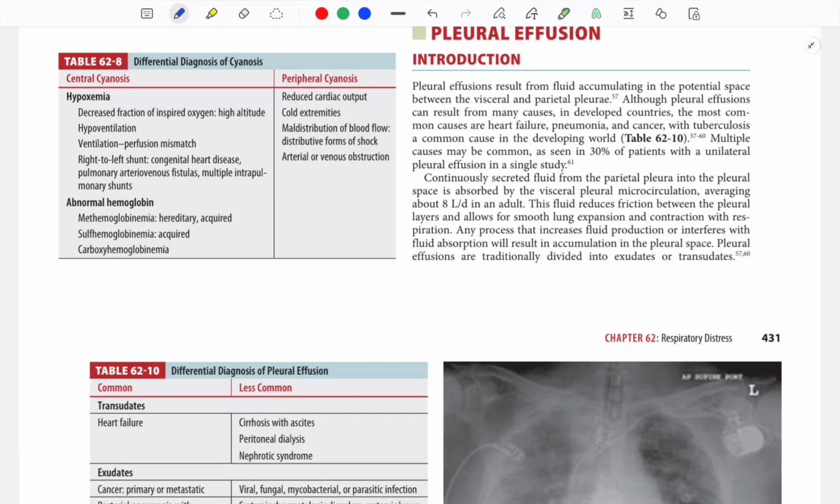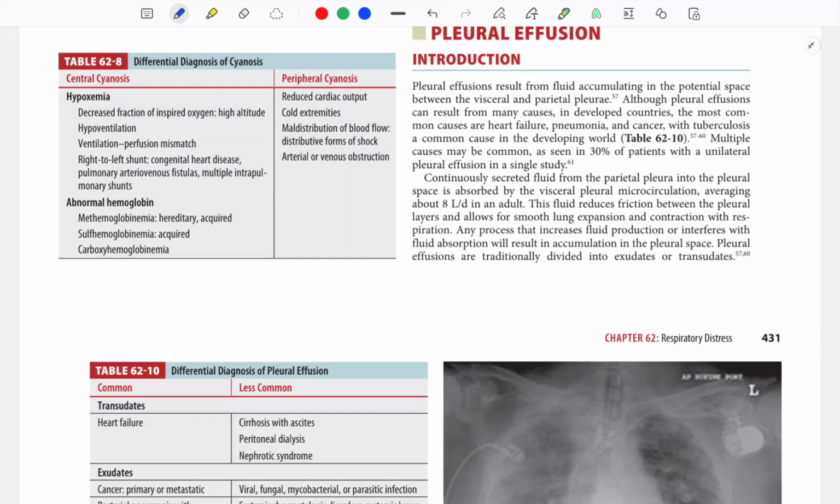Chylothorax: there are increased triglycerides, more than 110 mg per dl, in the pleural fluid. Most commonly it is post-op or post-trauma. Pseudochylothorax is seen in rheumatoid arthritis due to cholesterol crystals. So triglyceride more than 110 mg per dl is chylothorax.